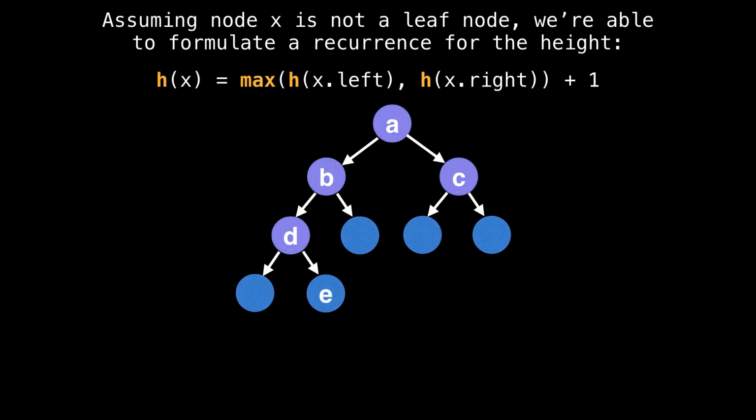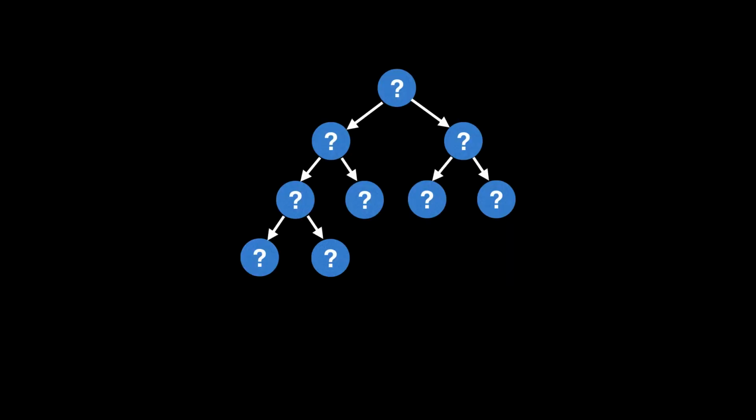Now, assuming node X is not a leaf node, we're able to formulate a recurrence relation for the height, which is that the height of a subtree rooted at node X is the maximum of the height of X's left and right subtrees plus 1. Let's have a closer look at how this works with an example.